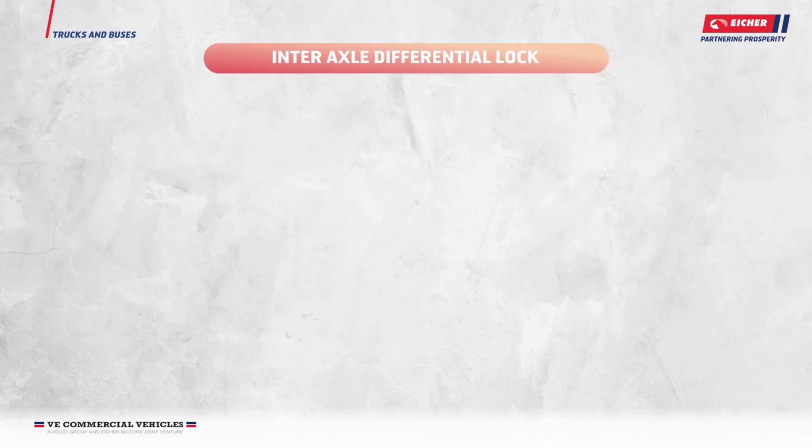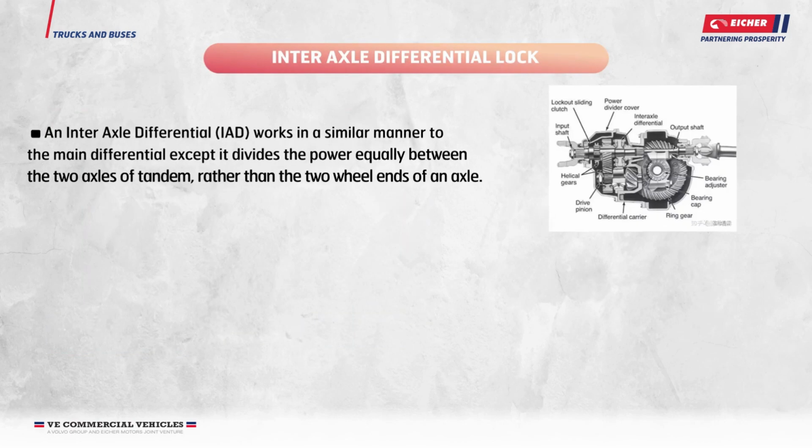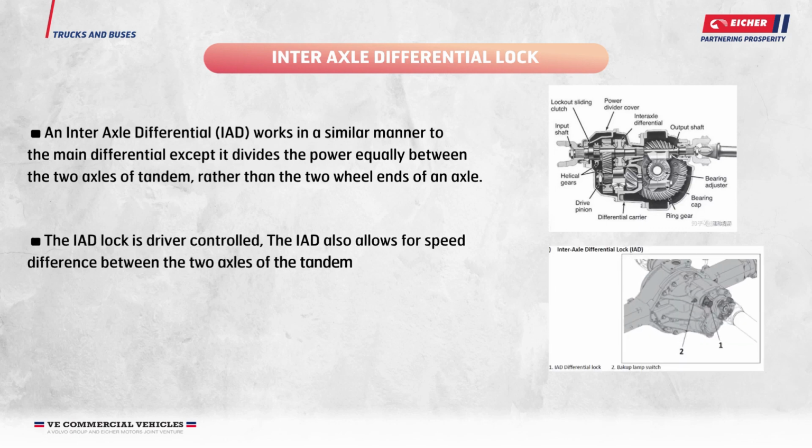Inter-axle differential lock. An inter-axle differential or IAD works in a similar manner to the main differential, except it divides the power equally between the two axles of the tandem, rather than the two wheel ends of an axle. The IAD lock is driver controlled. It also allows for speed difference between the two axles of the tandem.